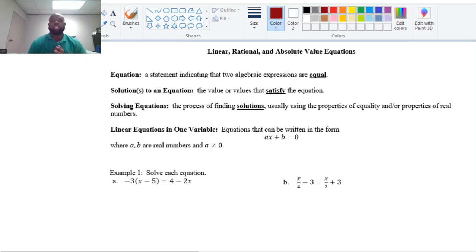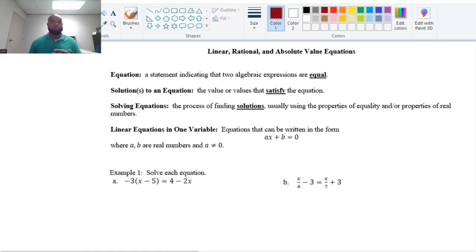In this video, we're going to switch gears and start to talk about equations. Everything that we've done before has dealt with expressions, right? Just changing, simplifying, adding, subtracting, multiplying, and dividing different types of algebraic expressions. Now, what we're going to do is look at equations.